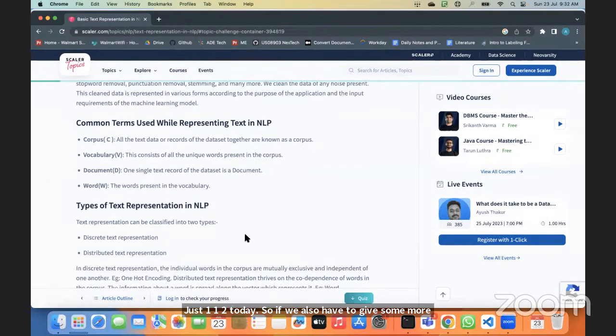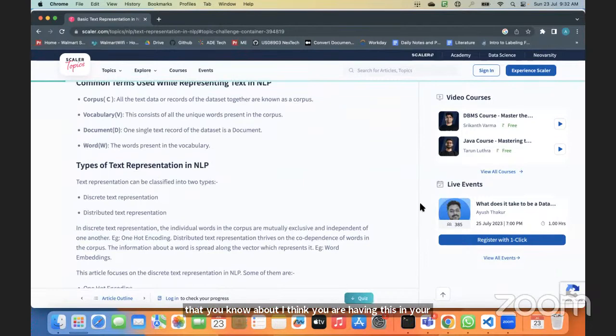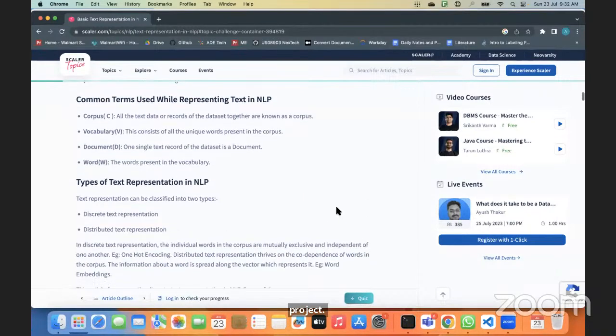So that is where long short-term memory, okay, LSTM. Oh, okay, that is a deep learning method. Yeah, correct. That is one more way in which you can encode sentences. It's good to know that you know about LSTM. I think you are having this in your project, so it will be LSTM or BERT-based models you're having. That is fine.